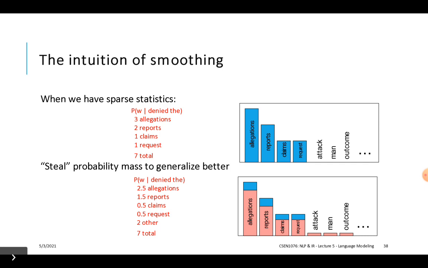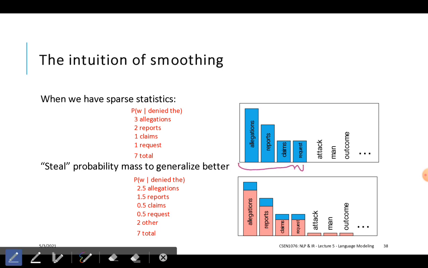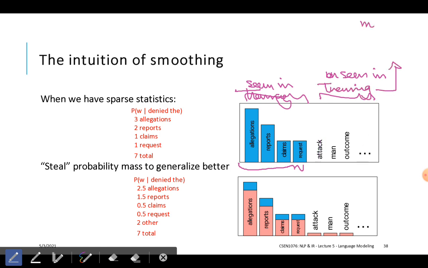We have to smooth. What is smoothing? Smoothing is basically borrowing or stealing some of the probabilities of the words that have been already seen. So these are words seen in training. And these are words that are unseen in training, but they actually appear in testing.